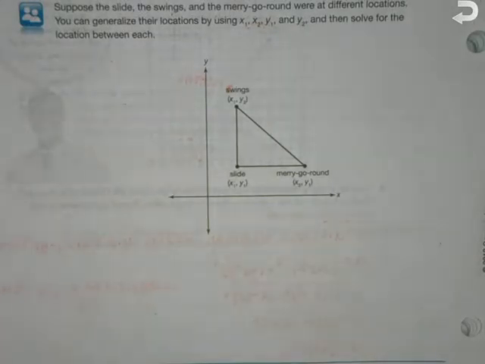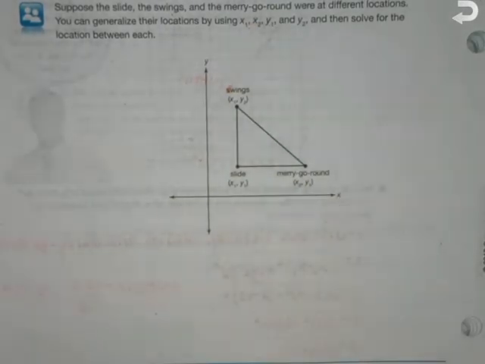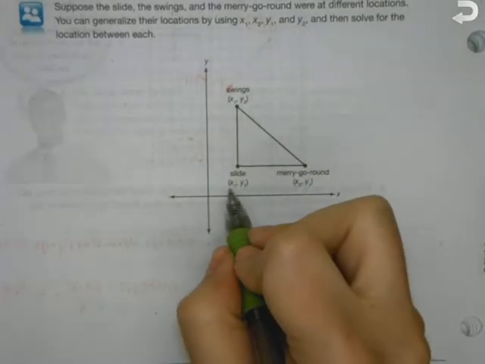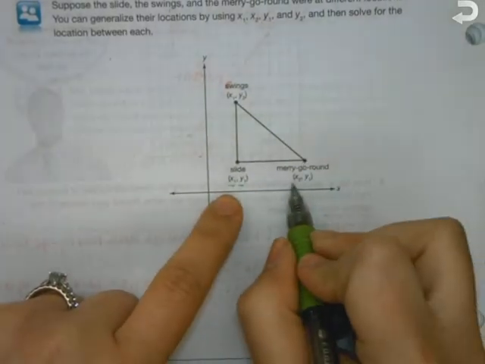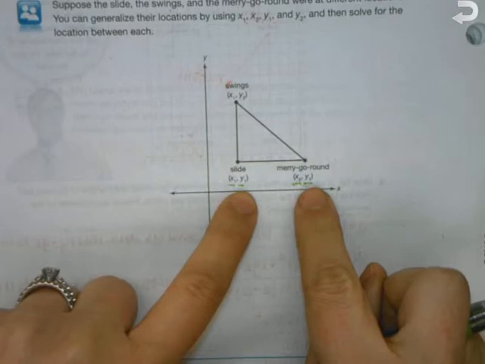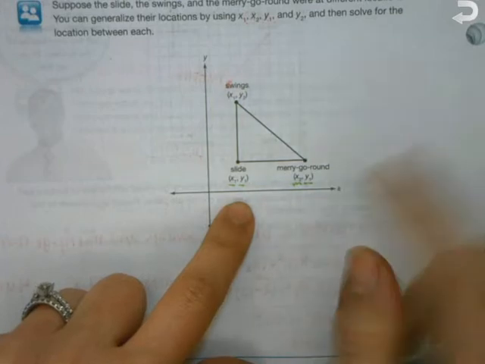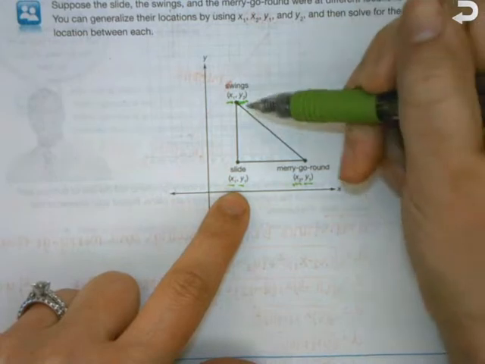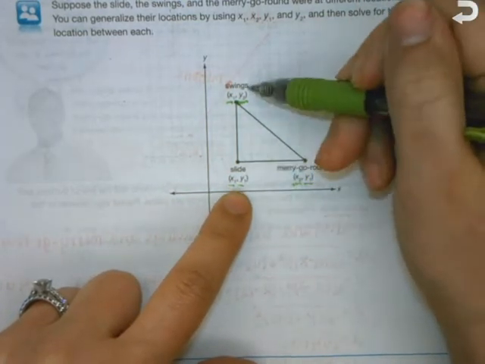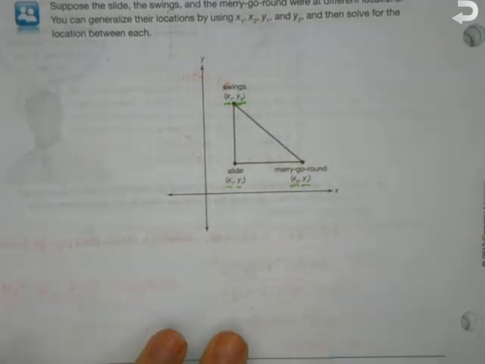We did this when we were doing the distance formula, right? Because we don't know the actual locations of all of these, we generalize them in terms of x's and y's. So we called the slide x1, y1. And we called the merry-go-round, it's in a different x location, but the y location is the same. So we call it x2, y1, because they're on the same y location. The swings, we call x1, y2, because the x's are the same, but the y is in a different place. So we're going to use these generalizations to then derive the midpoint formula, okay?